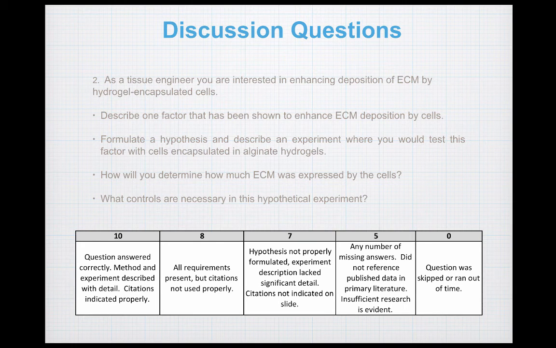As a tissue engineer, you are interested in enhancing deposition of ECM by hydrogel encapsulated cells. Describe one factor that has been shown to enhance ECM deposition by cells. Formulate a hypothesis and describe an experiment where you would test this factor with cells encapsulated in alginate hydrogels. How will you determine how much ECM was expressed by the cells? And what controls are necessary in this hypothetical experiment?